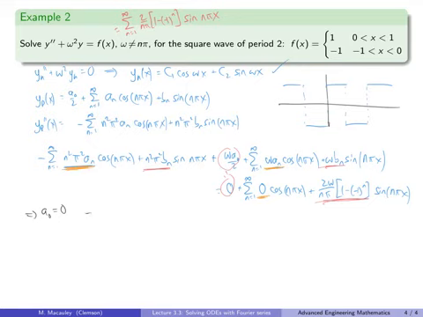So here we have negative n squared pi squared an plus omega an equals 0. Or in other words, negative n squared pi squared plus omega times an equals 0. And so, well, I guess it's possible that omega, well, this can't be equal for all n. So that tells us that an has to be 0.